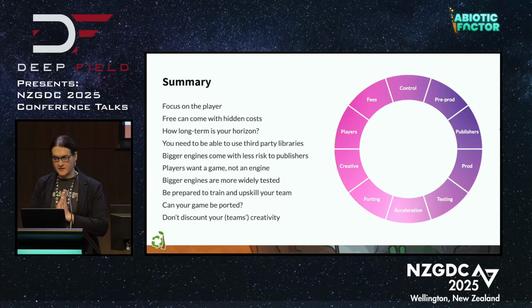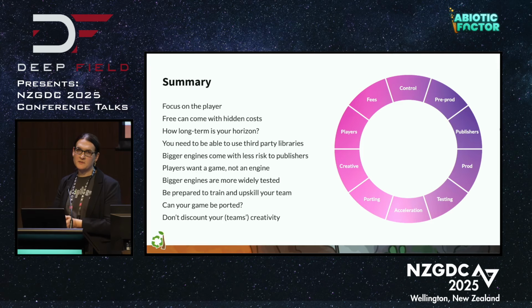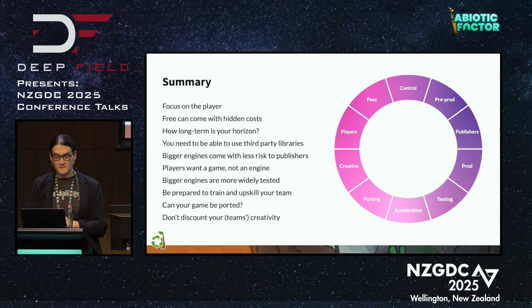So in summary, if you're deciding to go with a different game engine or a smaller game engine, something that isn't Unity or Unreal, focus on the player first. This is so important. Be aware that if your game engine is free, there are going to be hidden costs, and be aware of what those costs could be. Think about how long-term your horizon is. Is this a game that you're just going to release in a couple of months, or is this a game that you want to have updates for 10 years?